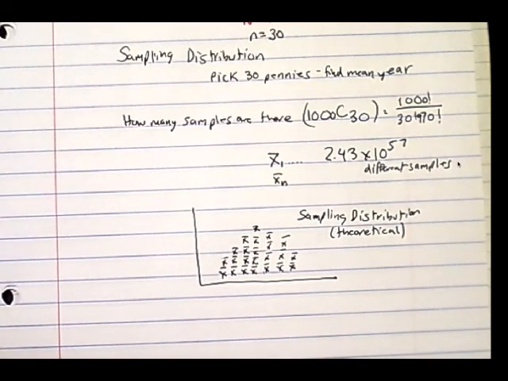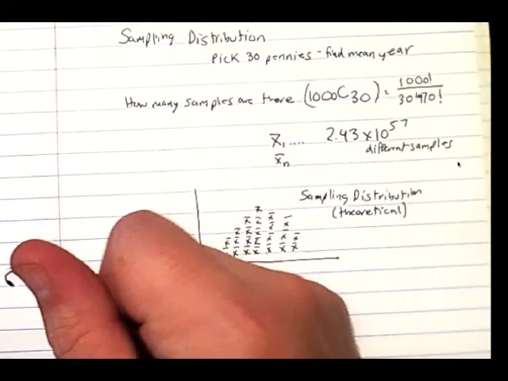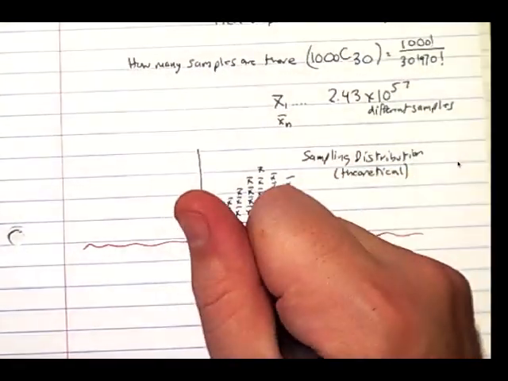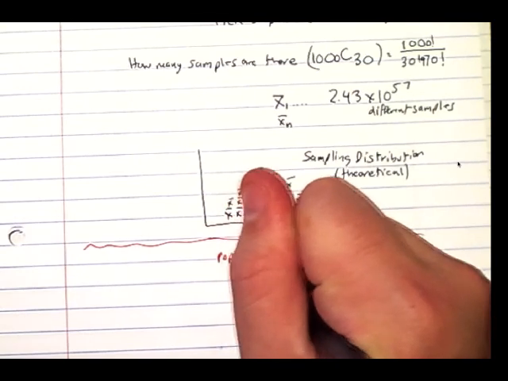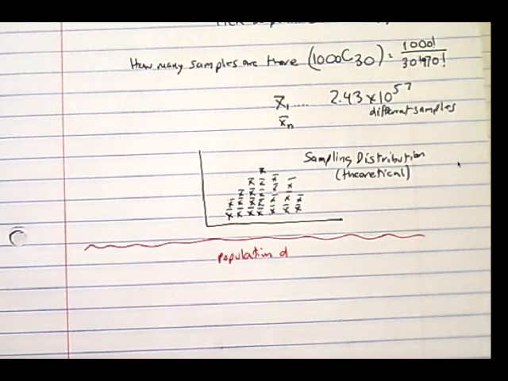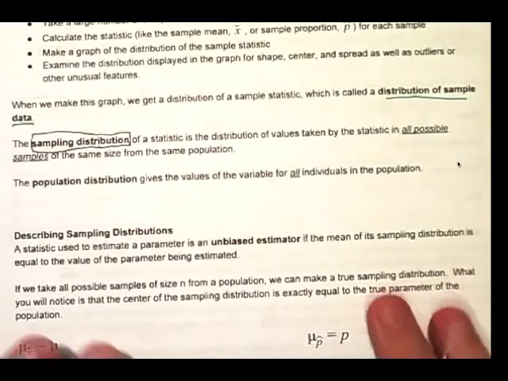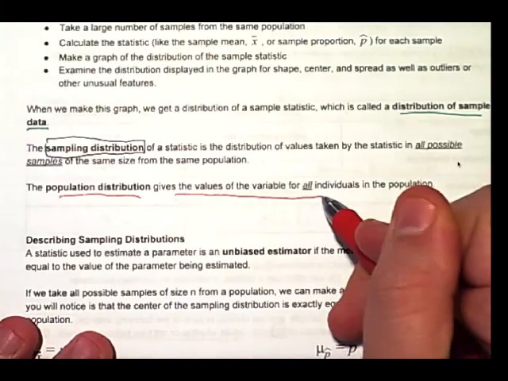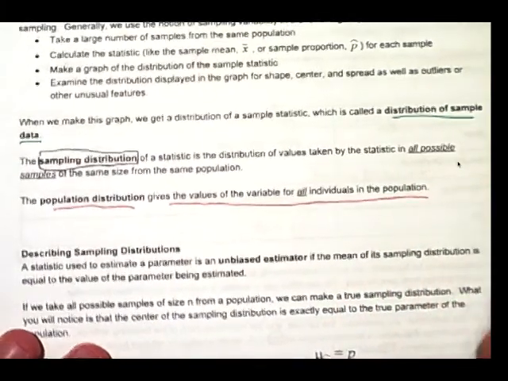Now, let's talk about what a population distribution is. Because on our sheet here, it says that the population distribution gives the value of the variable for all individuals in the population.